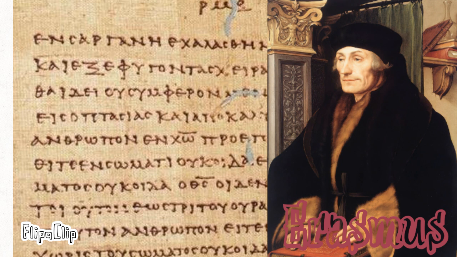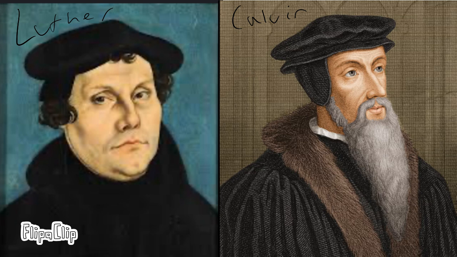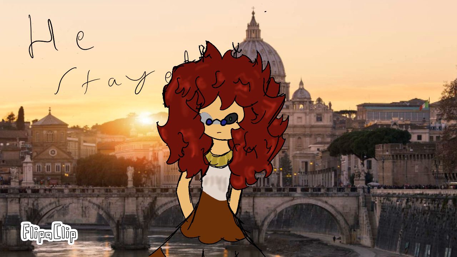Next, Erasmus was one of the most highly regarded scholars of the Renaissance. He was the first to publish a Greek New Testament on a movable type printing press. Reformers such as Luther and Calvin used Erasmus's work to help their translations. Erasmus, though, using this change, refused to leave the church.